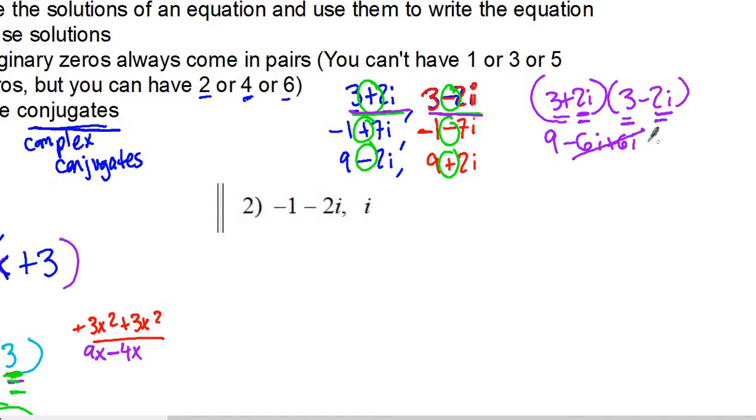And then 2i times negative 2i is negative 4i squared. i squared is a number, though. It equals negative 1. So negative 4 times negative 1 is positive 4 plus that 9, and that's equal to 13. So you can see when we multiply conjugates together, we get a real answer. That's why they come in conjugate pairs, because our actual function that we're going to write is only going to have real numbers in it. It won't have i's. Okay, so let's keep that in mind.